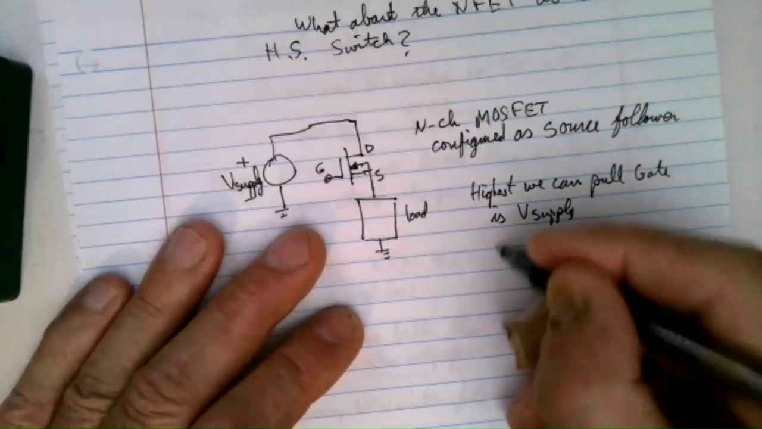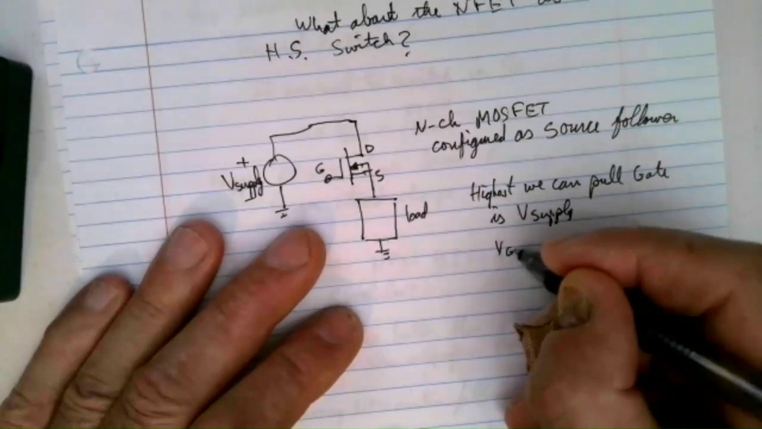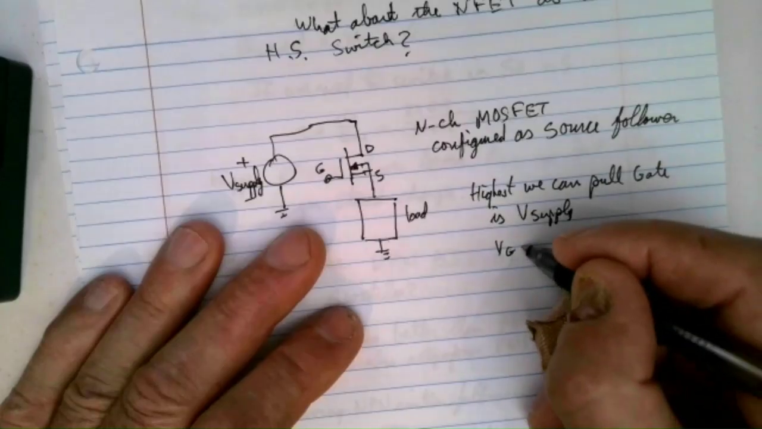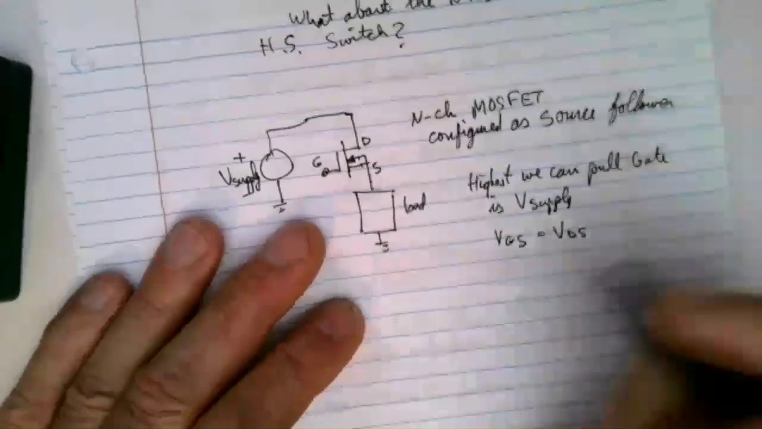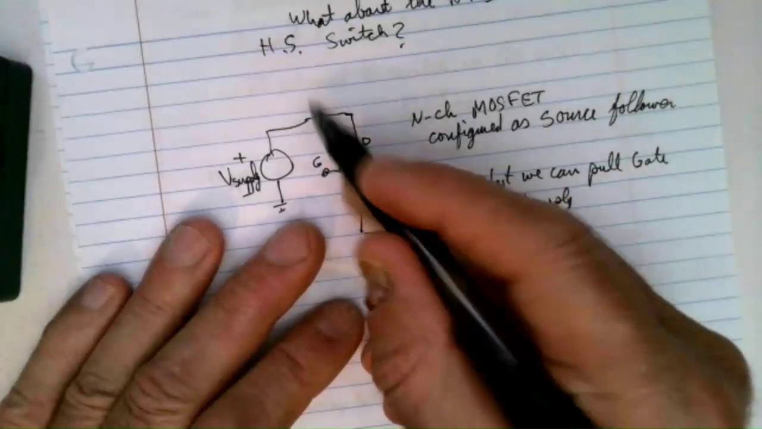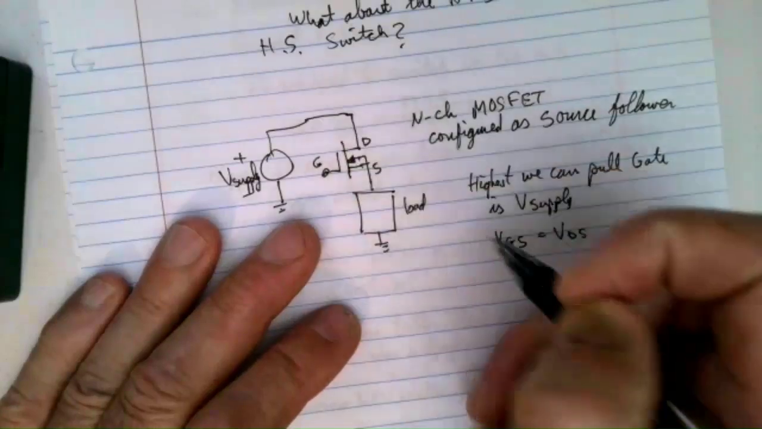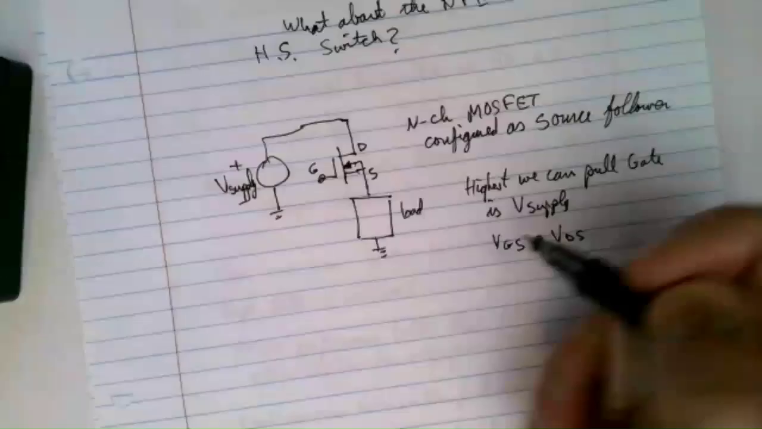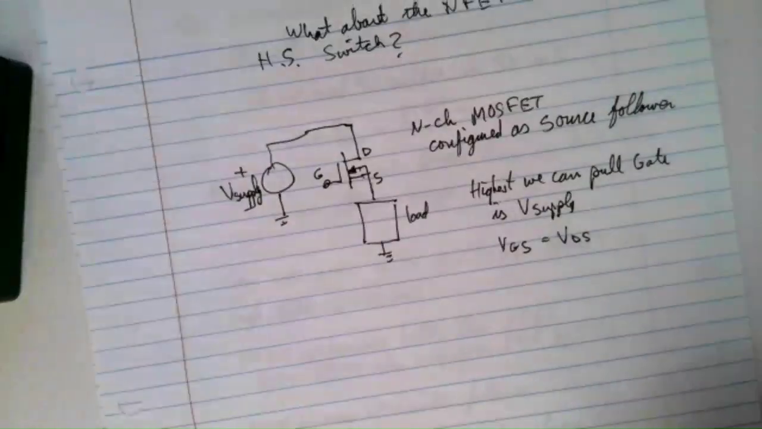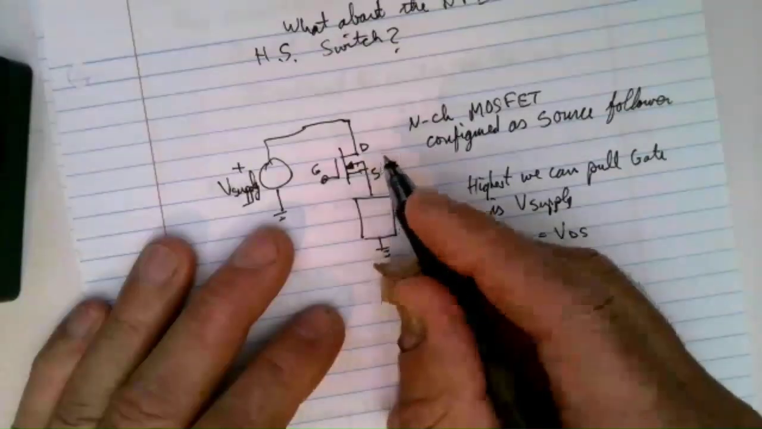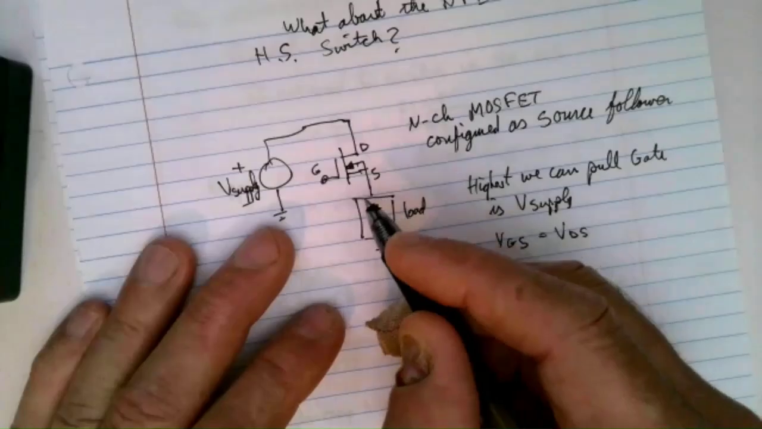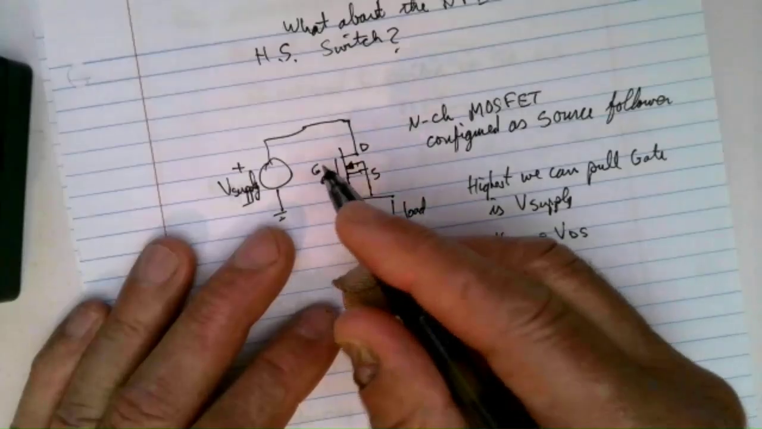And then note that VGS equals VDS in that case, because the gate and the drain are both connected to the supply. So VGS is equal to VDS, obviously. And then I think, without even saying anymore, you see immediately that whatever the worst case threshold voltage is for this part, we're going to need at least that much to turn the FET on.